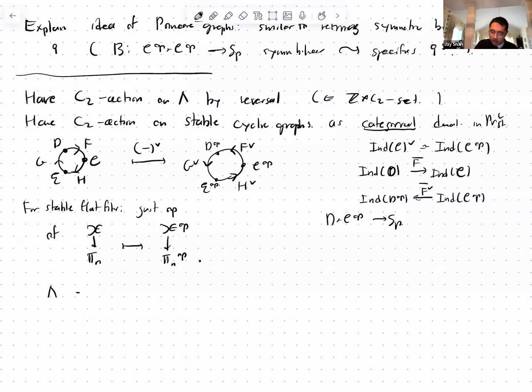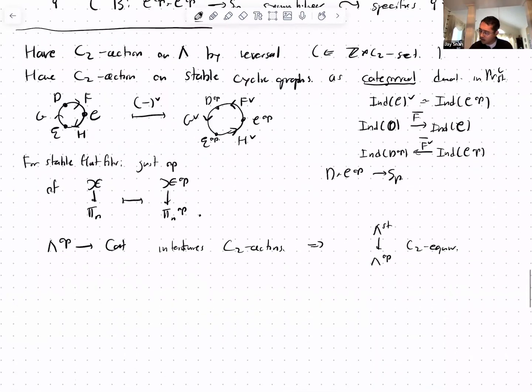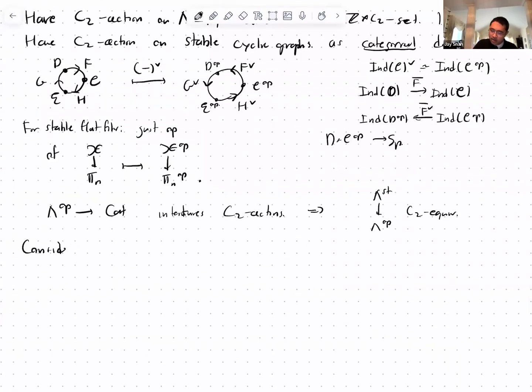Now, this functor from lambda op to Cat, which defined lambda st, intertwines the C2 actions. So this structure map from lambda st to lambda op is C2 equivariant. First of all, lambda st inherits a C2 action, and its structure map to lambda op is C2 equivariant. Let's now consider the fixed points. So this also has a structure map to the fixed point category of lambda op.